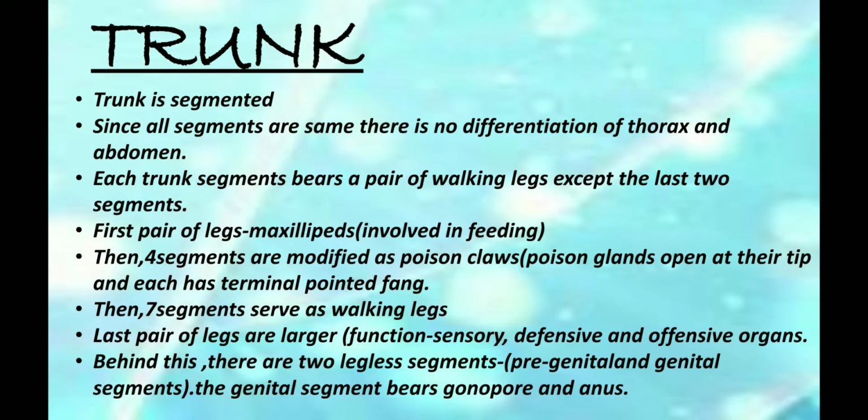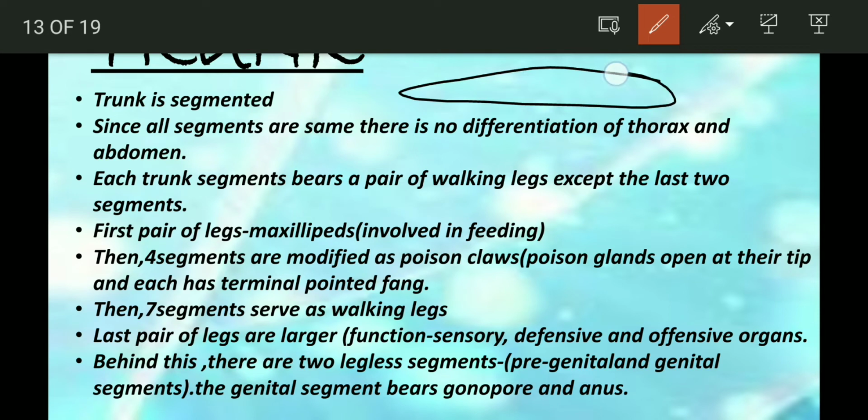Now let's look at the trunk region. The trunk is segmented. Since all segments are the same, there is no differentiation between a thorax and abdomen region. We don't need to further divide the trunk into thorax and abdomen because the leftover part after the head is the same. They are all equally segmented, with a pair of legs arising from each segment. Each trunk segment bears a pair of walking legs except the last two segments. When we draw a picture of a Scolopendra, each segment bears a pair of legs, but except the last two segments. In the last two segments, there aren't any walking legs arising.